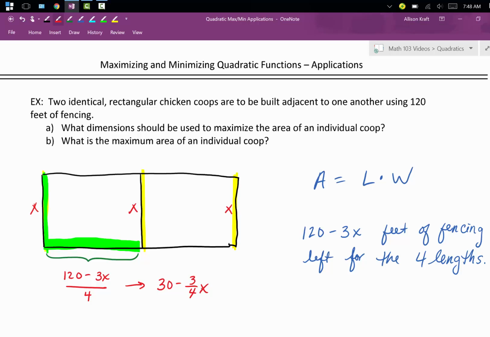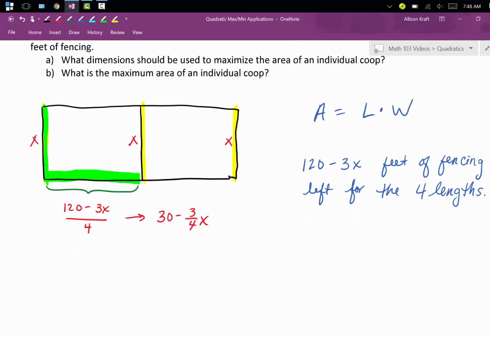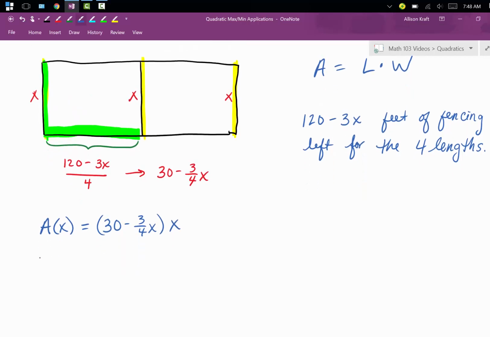Now I have the width and the length of an individual chicken coop, and I can write my area function. So our area is going to be equal to our length times our width. It's going to be 30 minus 3/4 x times x. Distributing, we get A of x equals 30x minus 3/4 x squared. As in the previous example, I'd be inclined to rewrite this in descending order.